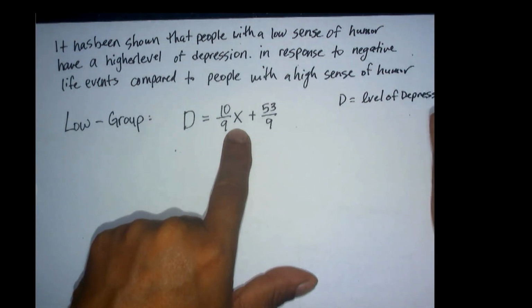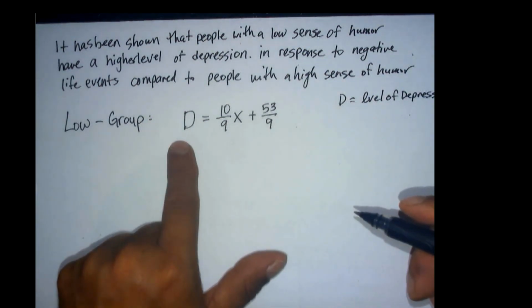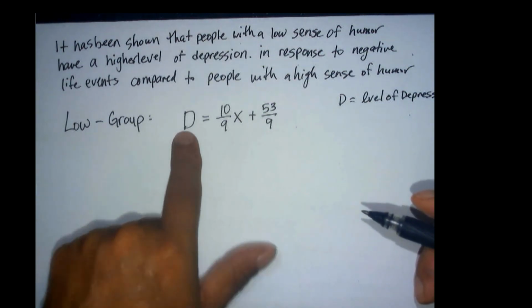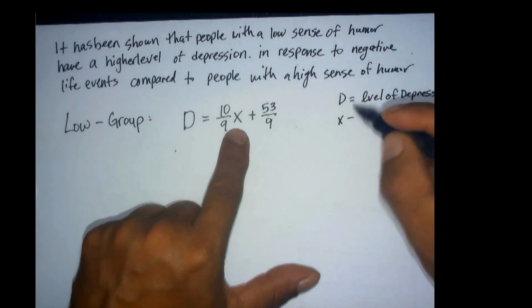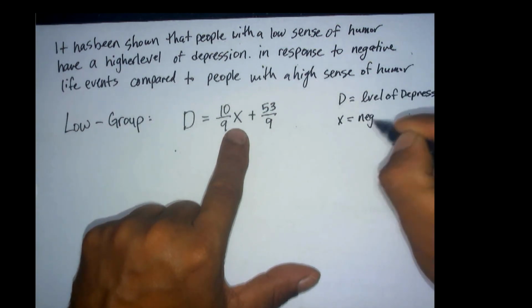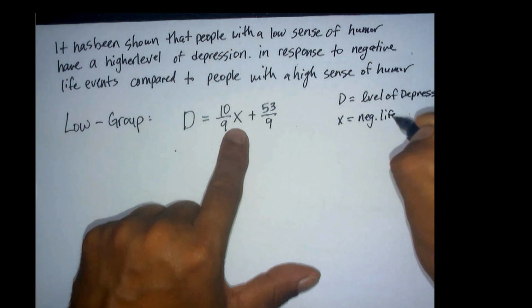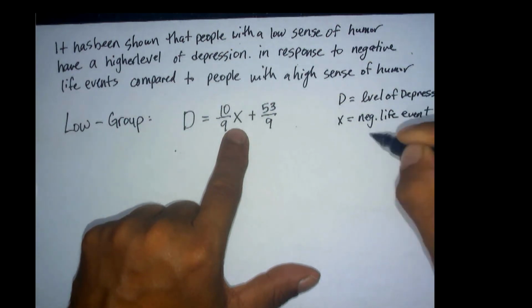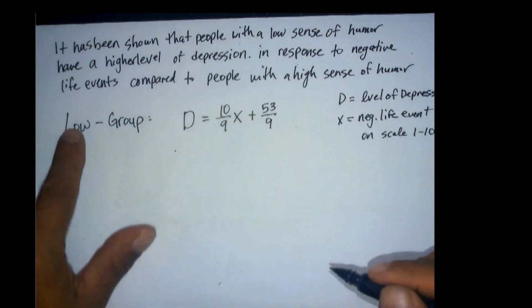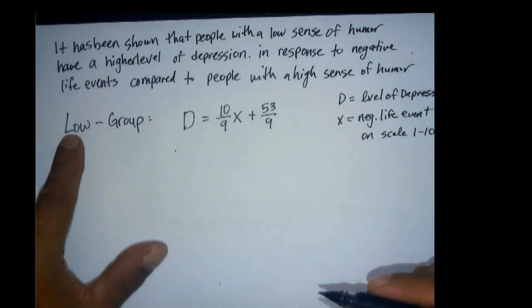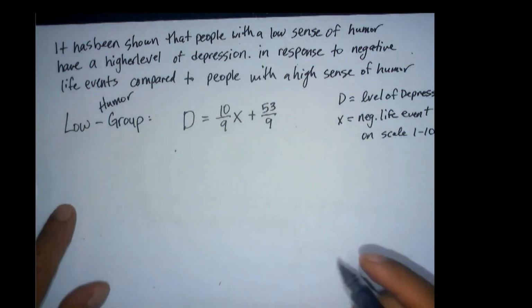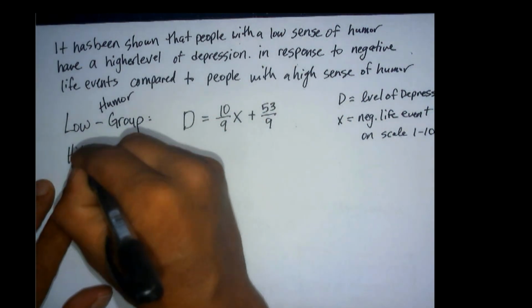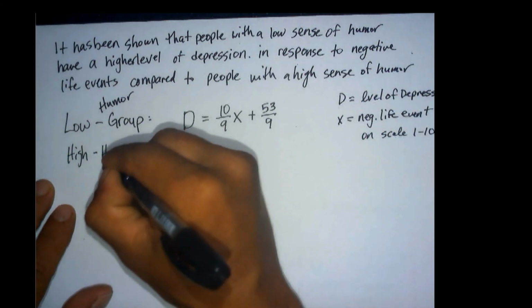So if the lower D is, well, this is modeling D, and X is a negative life event on a scale of 1 to 10. Okay, so that's the low group, the low humor group. So if you have a low sense of humor, here's the high. The high sense of humor group has a model 2.